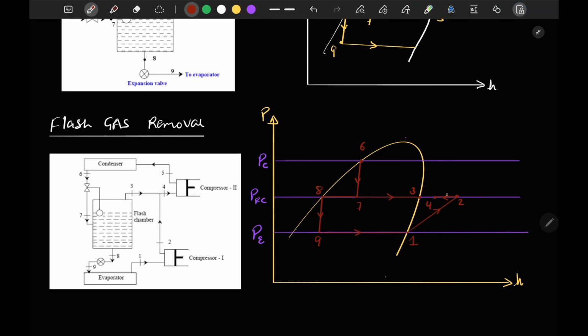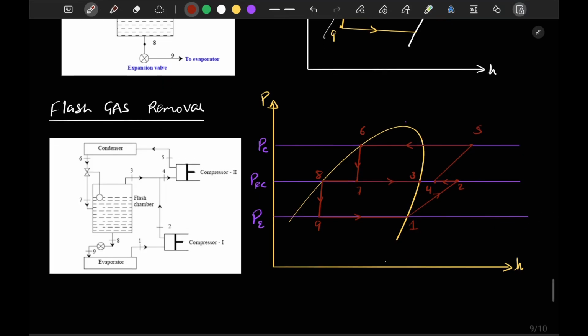Now from 4 we have again sent it to compressor 2, so it is compressed again to point 5. Then 5 to 6 is in our condenser. I hope you understood this diagram. So this is the flash gas removal system.